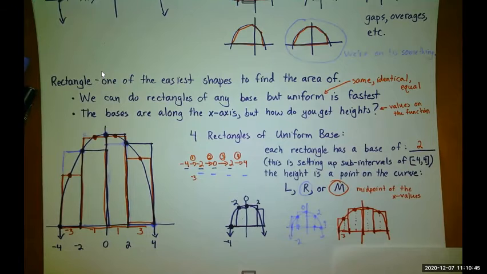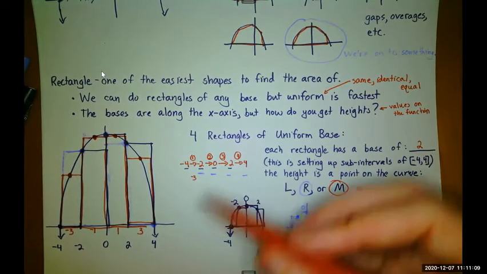-3 is the midpoint between -4 and -2, right? If you go from -4 to -2, add those together, you get -6, divide by 2, you get -3. Or you could think of it as -4 to -2 is 2 units. Half of that is 1 unit, -4, 1 unit to -3 is 1.